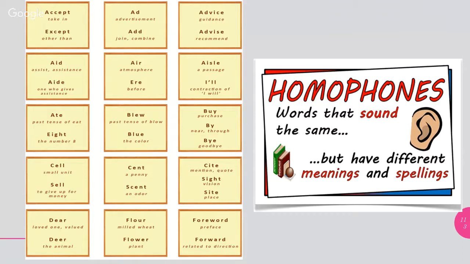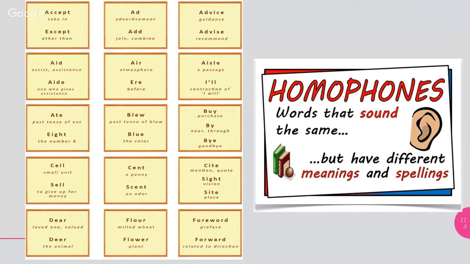Ate, past tense of eat. Eight, the number 8. Cell, small unit. Sell, to give up for money. Dear, loved one, valued. Deer is an animal. Ad is an advertisement. Add is to join or to combine.